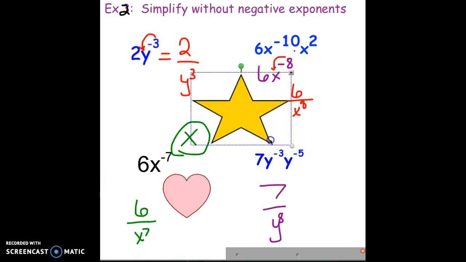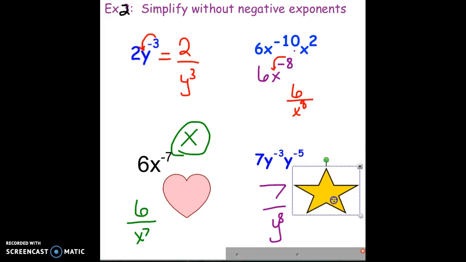If you got 7 over y to the 8th, give yourself a star. If you didn't, put an X on your paper. Go back, rewatch the work from the last problem, and try again. Once you figure out your mistake, put a circle around it.